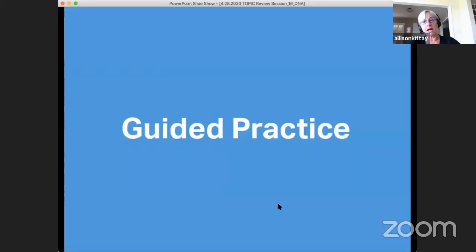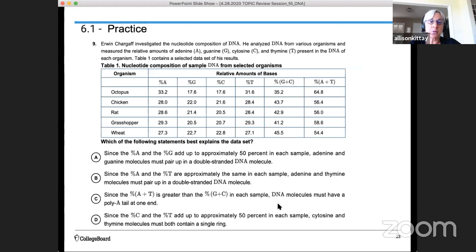Let's get some practice with these concepts. The first one is a multiple choice practice, and it gets at the idea of DNA base pairing. There's another famous experiment that was done by a man named Erwin Chargaff that leads to Chargaff's rules, which are that A will pair with T and C will pair with G.